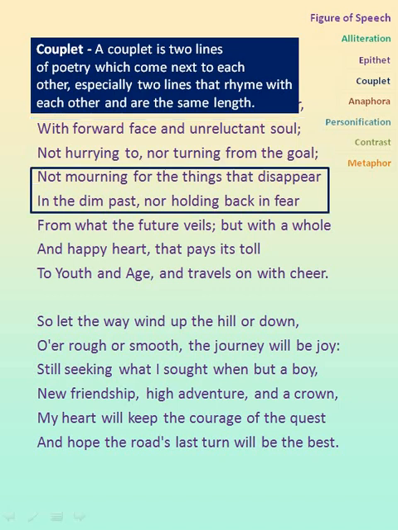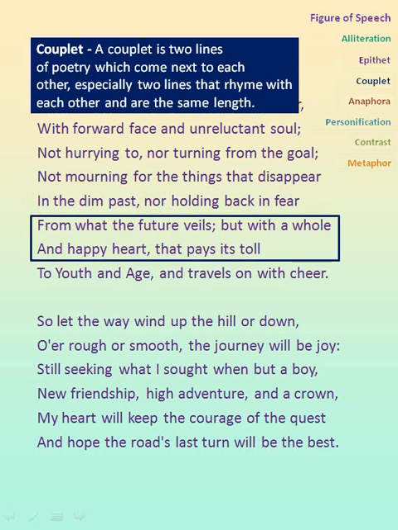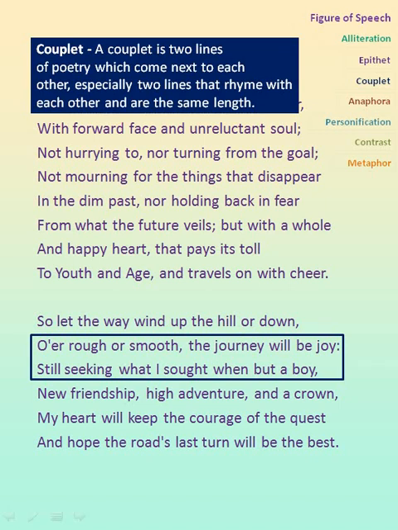Next, not mourning for the things that disappear in the dim past, nor holding back in fear. The words disappear and fear rhyme with each other, hence it is a couplet. The lines, from what the future waits, but with a whole and happy heart that pays its toll. Whole and toll rhyme with each other, hence these two lines together are called a couplet. In the lines, or rough or smooth, the journey will be joy, still seeking what I sought when but a boy.